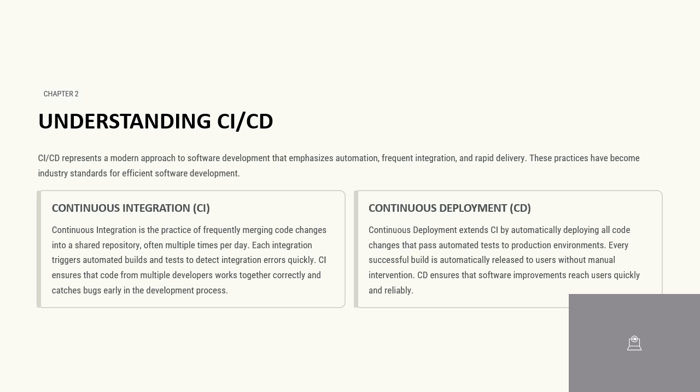Now, introduction to continuous integration and continuous deployment. That is what CI/CD means. It represents a modern approach to software development, which focuses on automation, frequent integration, and quick and rapid delivery. These are practices which have become the industry standard for efficient software development. We'll now try to understand what continuous integration, CI, and continuous deployment, CD, are.